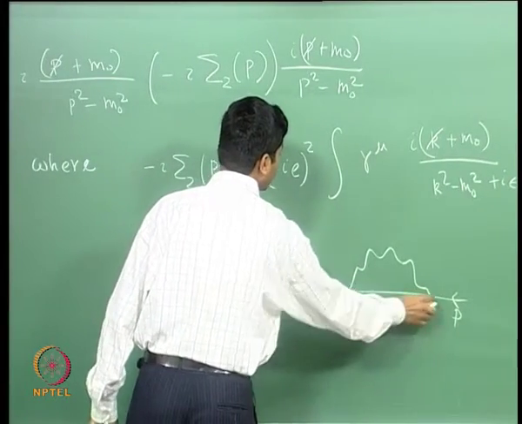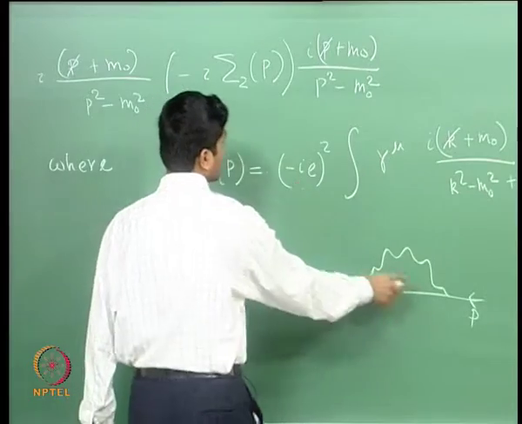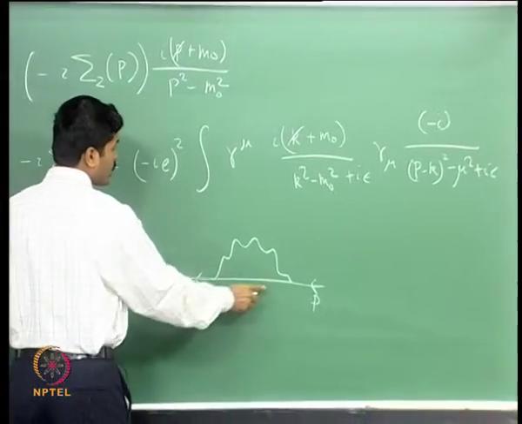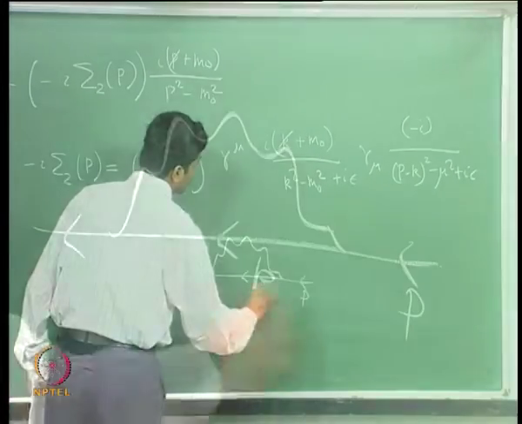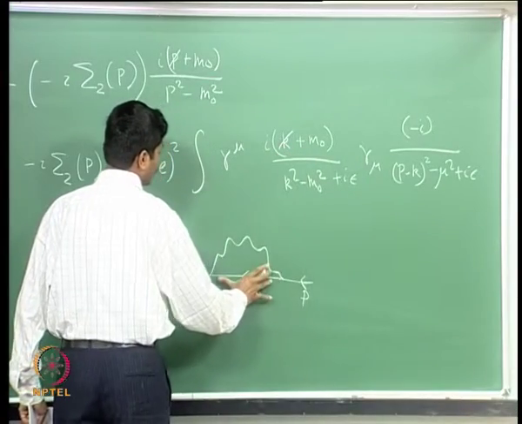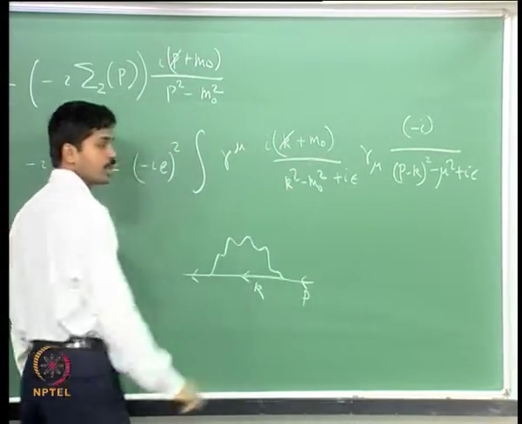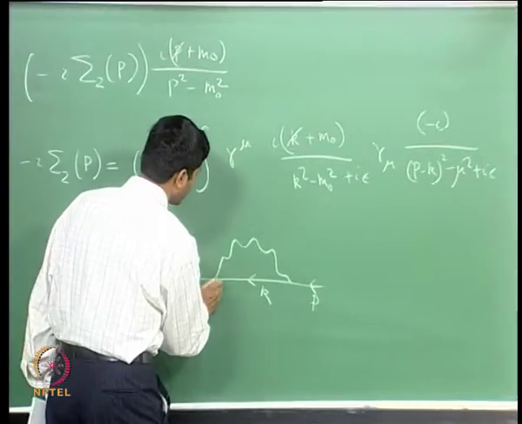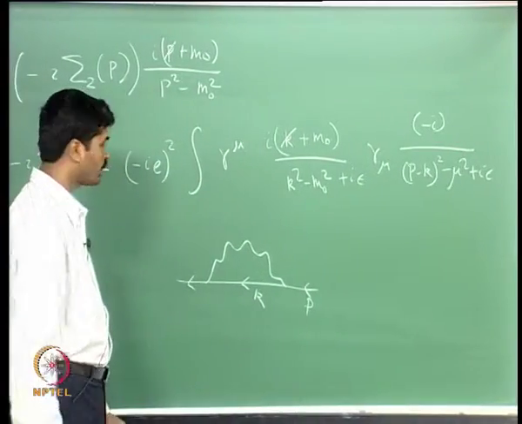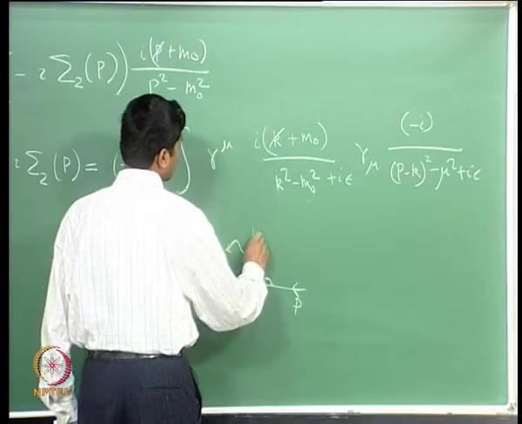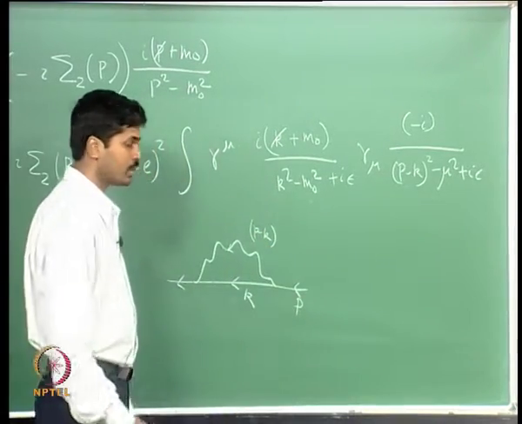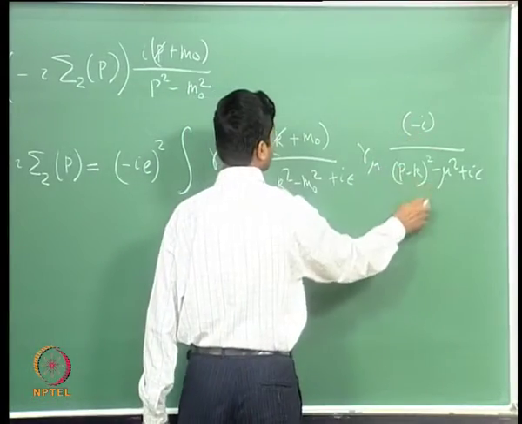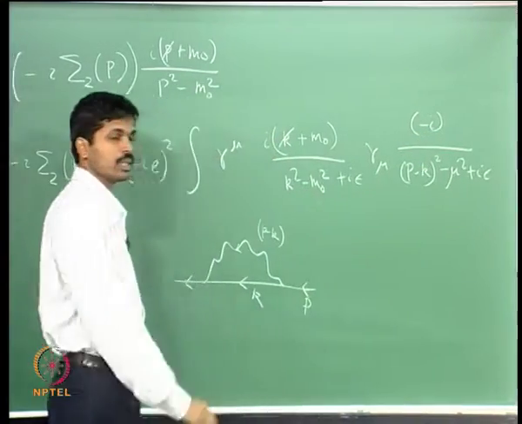As you can see, for these two vertices you have minus i e gamma mu for this and another minus i e gamma mu for this. Then the fermion propagator here, with momentum k, is given by i (k slash plus m0) divided by k square minus m0 square. And this photon propagator, where p minus k is the momentum carried by this virtual photon, is given by minus i over (p minus k) square.